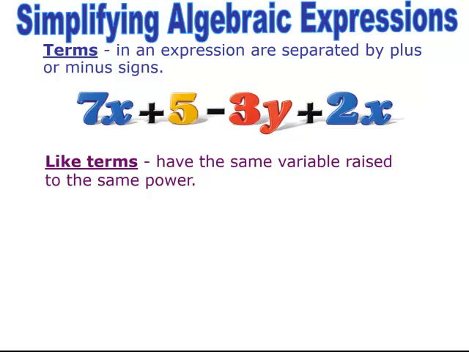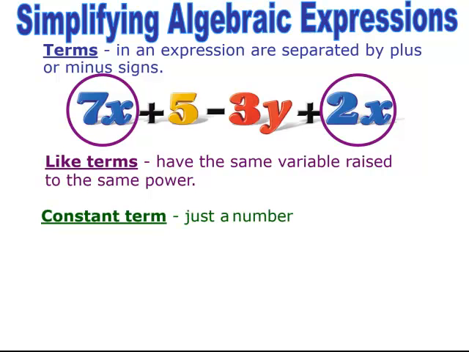Like terms have the same variable raised to the same power. So when we have like terms, they're the same variable raised to the same power. But also, like terms could simply be numbers, constants. So in this case, I have like terms, that 7x and that positive 2x. They're like terms because they have the same variable raised to the same power. And in this case, the power is 1.